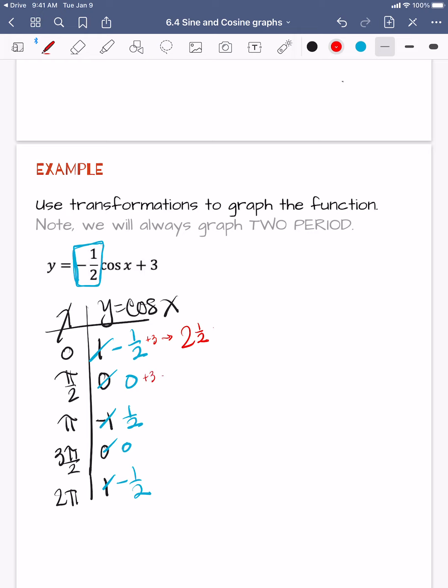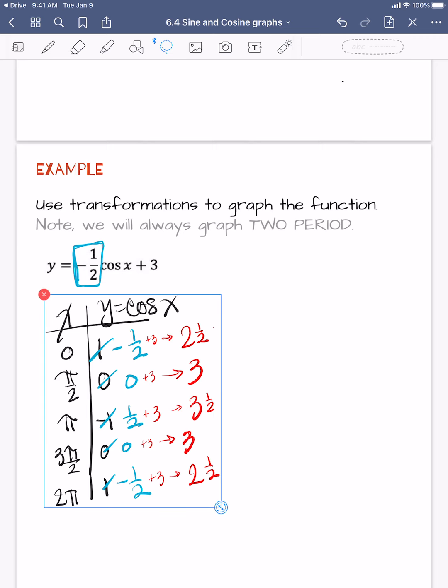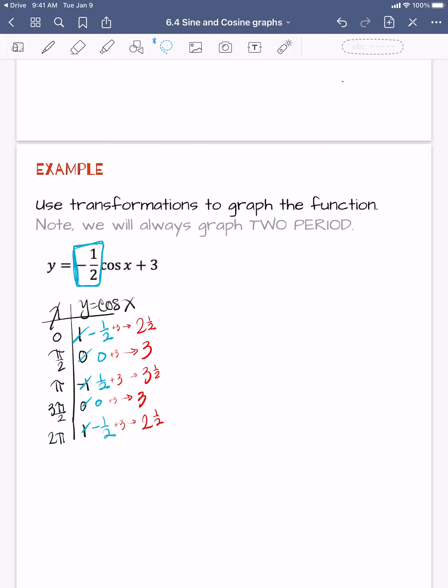I'm going to add 3. Add 3. And those are my new points. So the x values didn't move at all, but this horizontal axis moved, which is kind of weird for some of us, especially for starters.